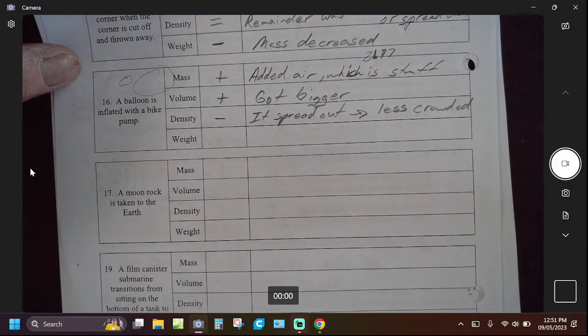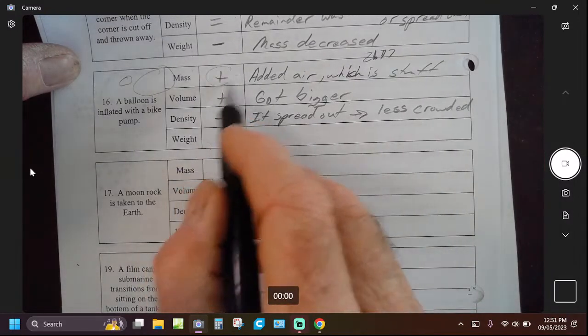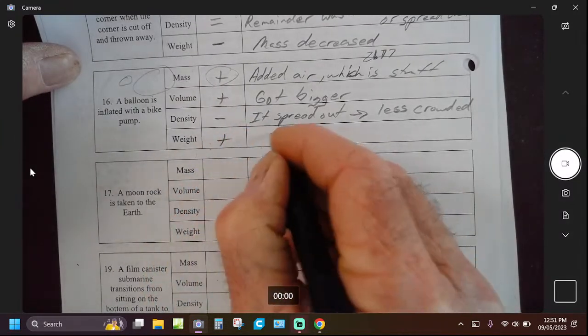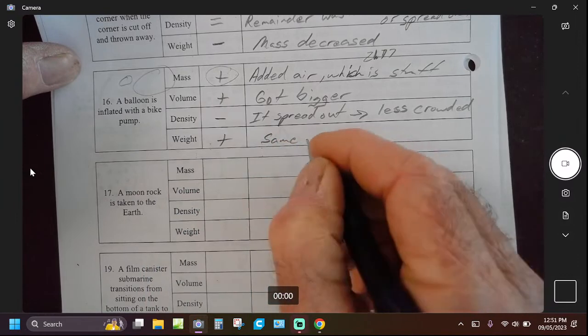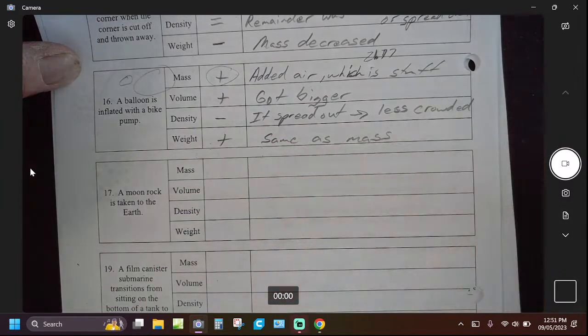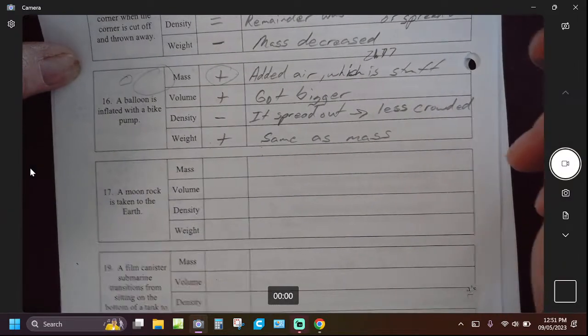Weight, I tried to show this. It was a very bad demonstration, but if the mass went up, guess what happened to the weight? It went up too. I'm just going to write same as mass. And I'll try to give you a better demonstration of that in the future. This next one's the last one we're going to do together.